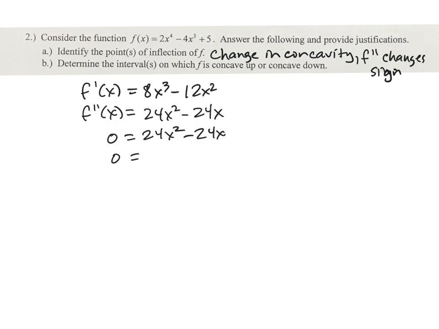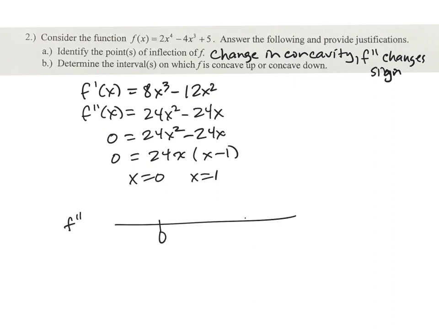So I'm going to factor a 24x out, and that's going to leave me with x minus 1. All right, so that means we have a 0 at x equals 0 and at x equals 1. So making a sign chart for f double prime, let's put those critical points on there, 0 and 1. Let's see what the sign of f double prime is in all of those intervals.